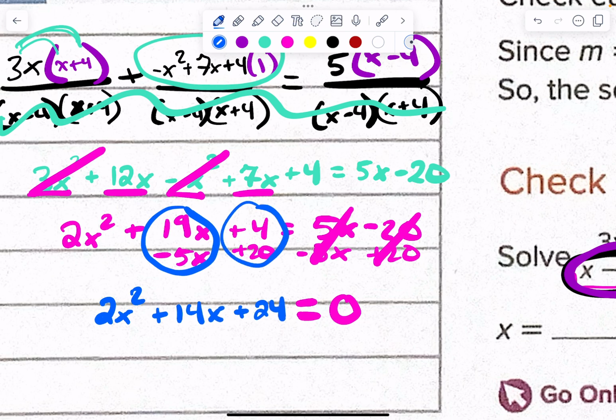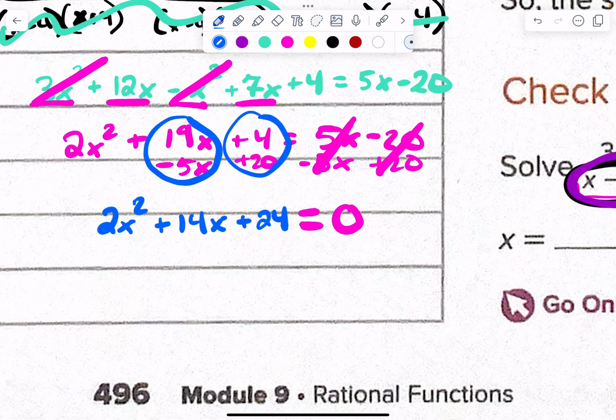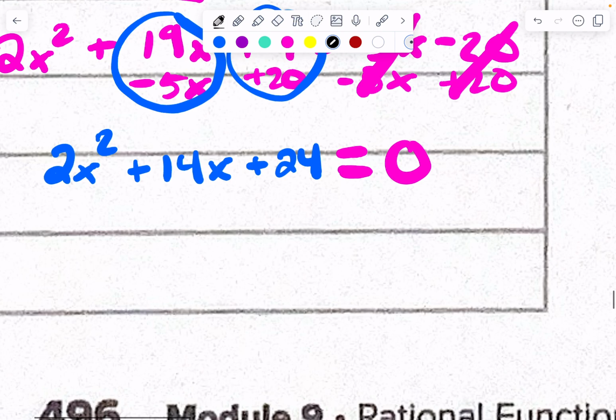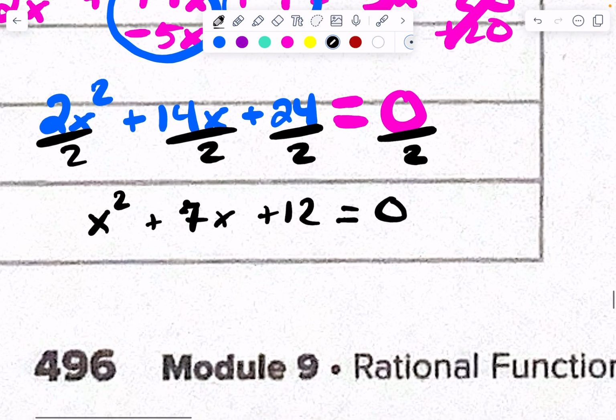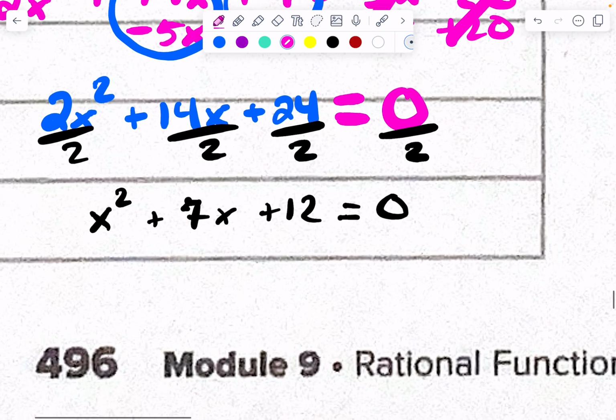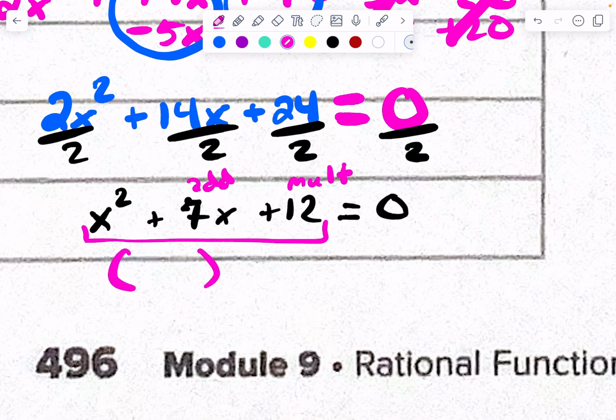Okay, now what? Well, if I want to make this a little bit easier on myself, I can divide everything by 2 before I solve this, okay? So I have x squared plus 7x plus 12 equals 0. And now, finally, I just have to break this down as a simple trinomial again. So I want to multiply to get 12 and add to get 7. And that is going to be x plus 5 and x plus 2.